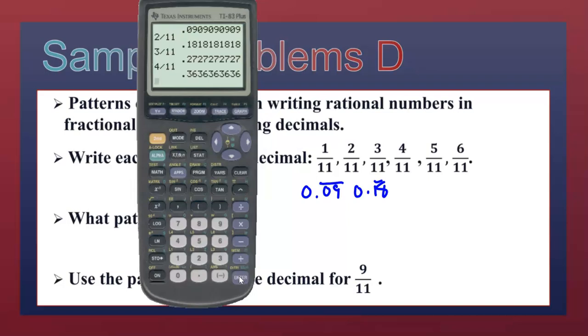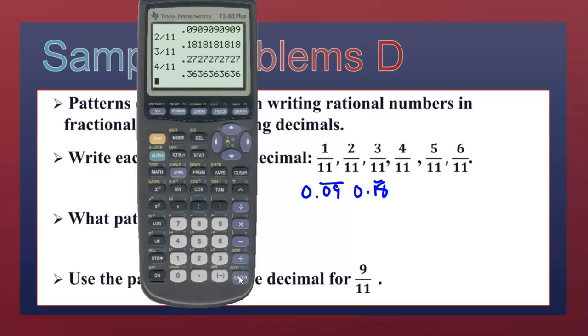So 1 times 9 is 9. So you have 0.0909. 2 times 9 is 18. So 181818. So there's your 18. 3 times 9 is 27, and you get 0.272727. 4 times 9 is 36. So 0.363636. That means 5 times 9 is 45. So that'd be 0.4545. 6 elevenths, 6 times 9 is 54. So that'd be 0.5454. So what do you think 9 elevenths would be?